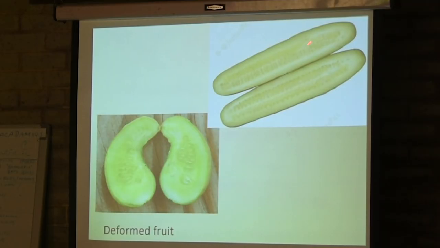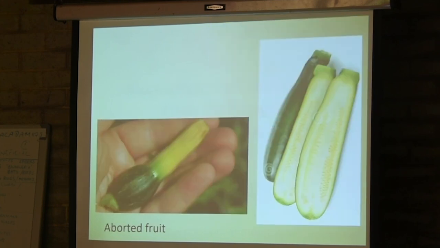Same with cucumber. This is a well-pollinated cucumber. Here the seeds have developed, the fruit has started to develop, and this has not. Zucchini will abort.